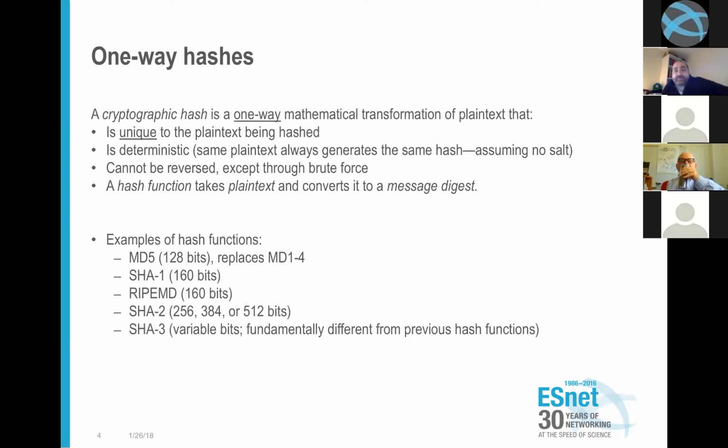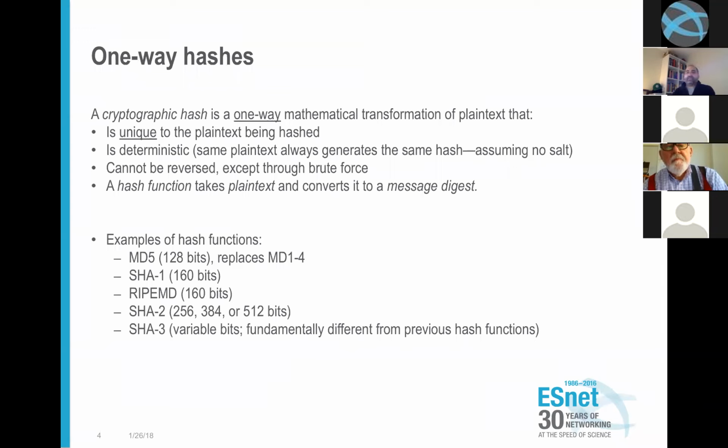So let's start off with some of the building blocks. The simplest and most frequently used building block is the one-way hash. And of course, there are cryptographic hashes and non-cryptographic hashes. Cryptographic hashes are one-way functions that are cryptographically secure in that they provide a unique hash. It's very unique to the plaintext being hashed. It's deterministic, and it can't be reversed.